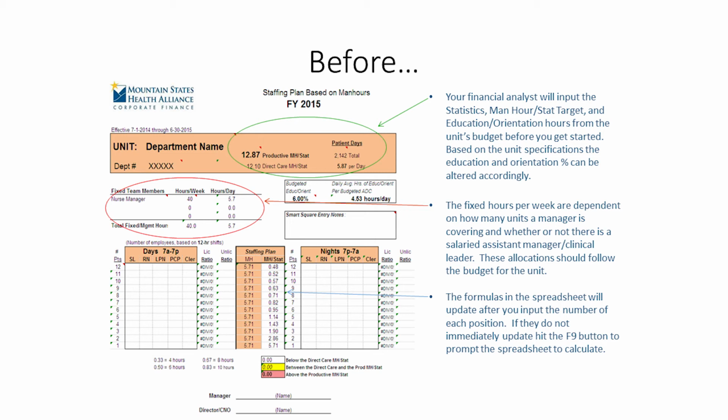So start with the budget and the planned budget for the statistics and the hours, or the productive man hour per staff. And then looking at which one of those members are fixed. So a nurse manager is salaried. That's 40 hours a week. Whether they actually work 60 hours a week, that's still 40 hours a week from a labor standpoint. And then looking at the day and night shifts.